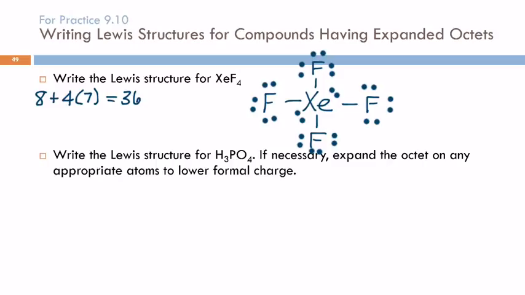Yes? And it doesn't matter where we put the lone pairs, right? Yeah. It doesn't matter where around the xenon that you draw them, no. You don't want to separate them. You want to show them in pairs. You don't want to put one here and one there. But if you move this one up here, it's not a big deal.